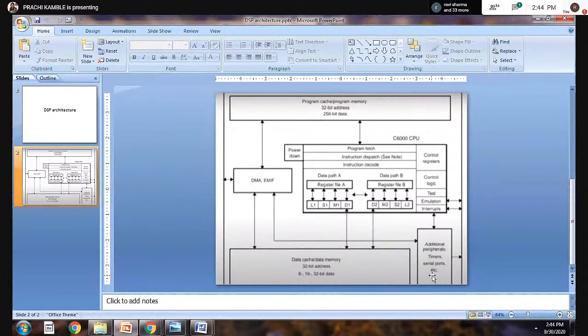There are only two features: hardware-related features, and features related to the VLIW architecture. Okay, so two features. This will complete your whole architecture of the DSP processor.